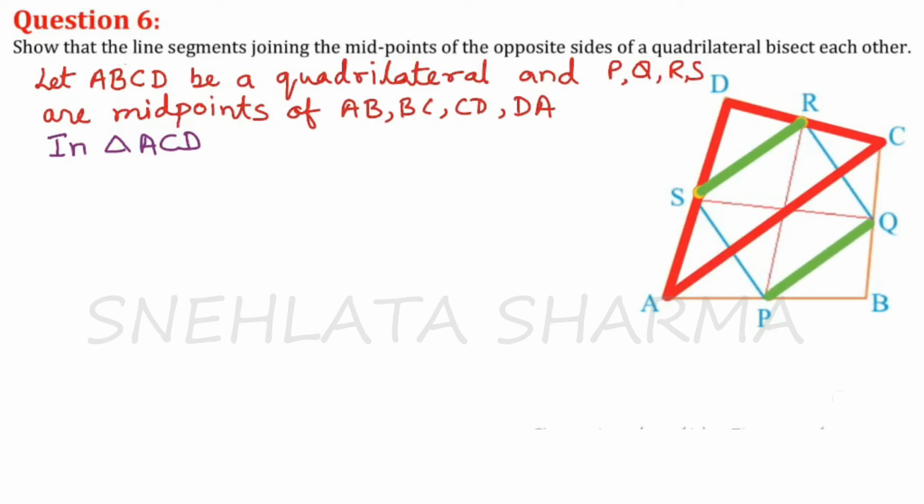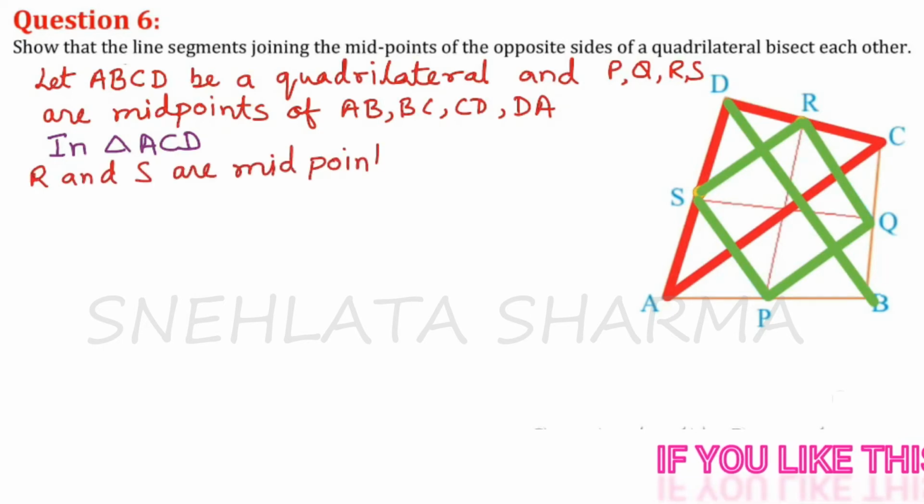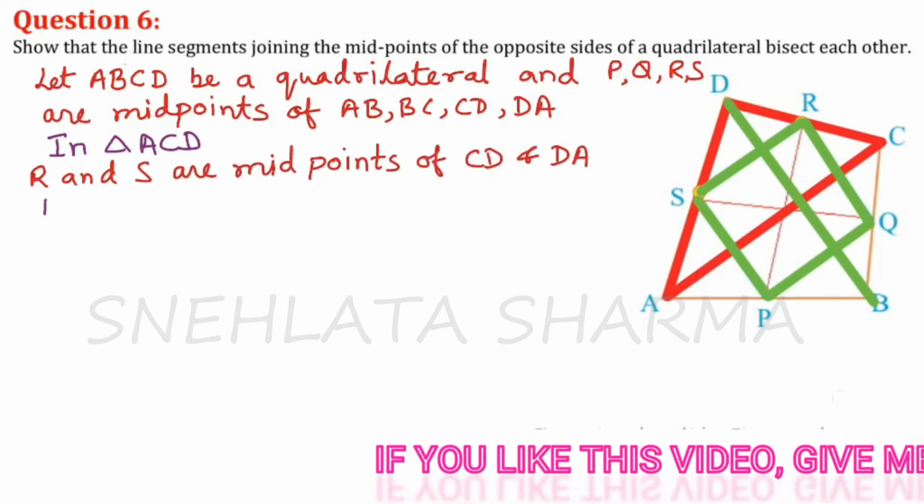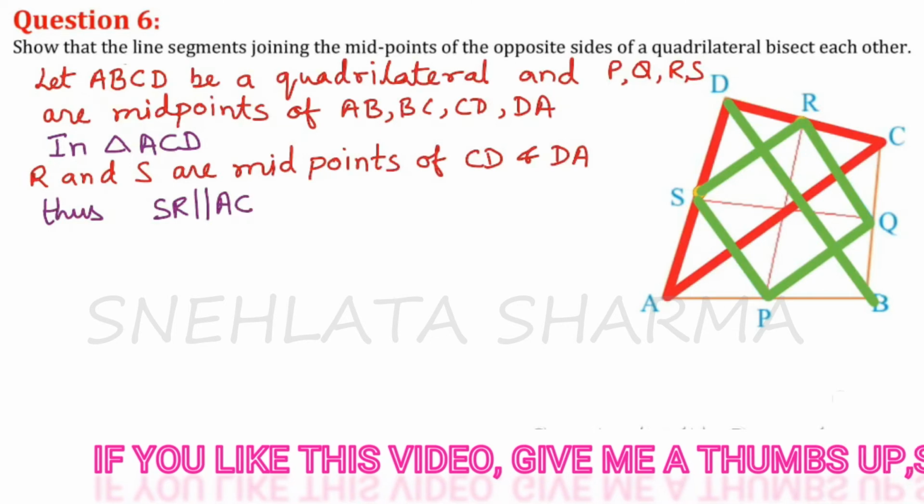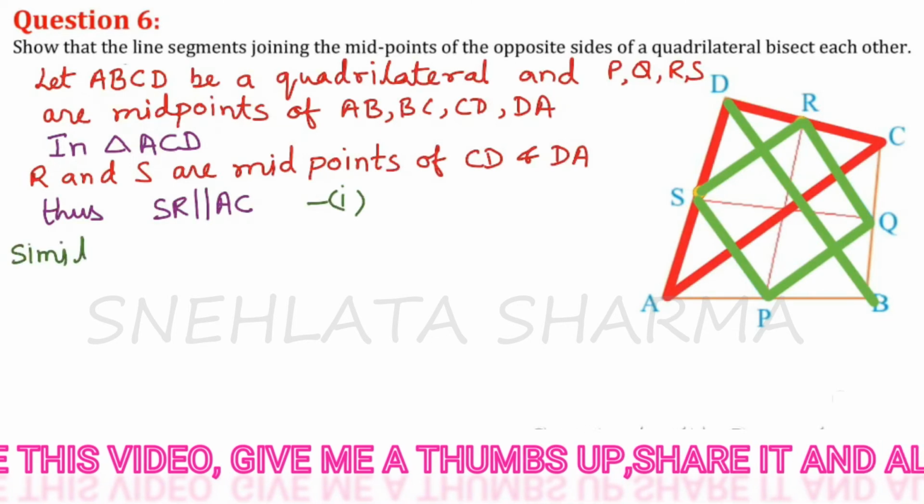And we can say that PS is parallel to BD. Also RQ is parallel to BD. So PQRS will be a parallelogram. Let's write R and S are midpoints of CD and DA respectively. Thus SR is parallel to AC. Let's mark this as equation 1.